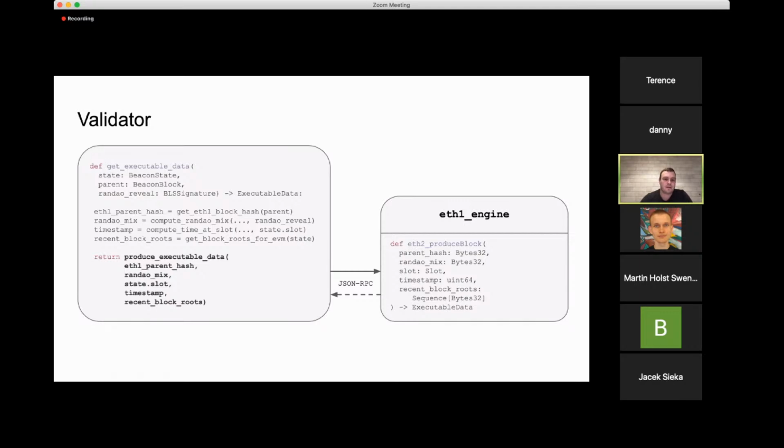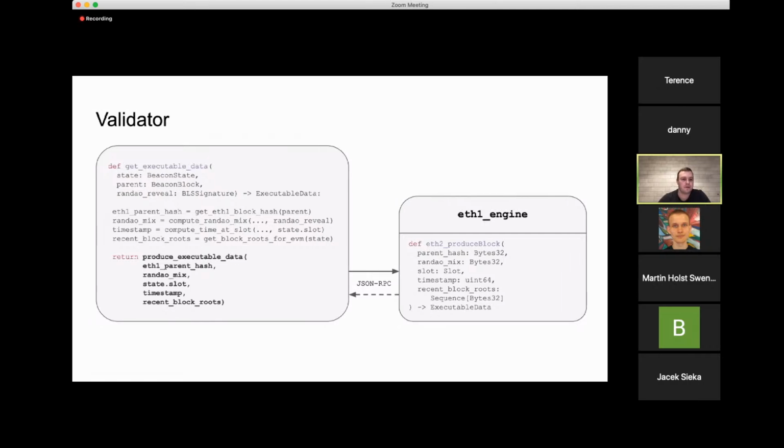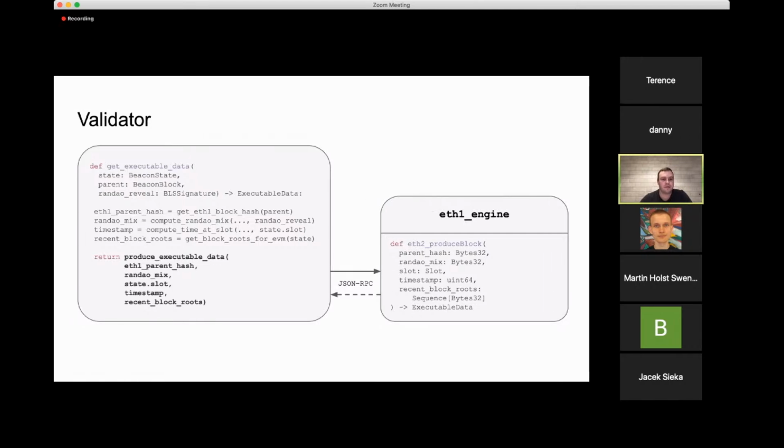A couple of things about the parameters. First of all, we want to use the most recent randao mix for the sake of better randomness. So we pre-compute it here with the recent randao reveal that will be included in the same beacon block. And we expose beacon block roots to the EVM.